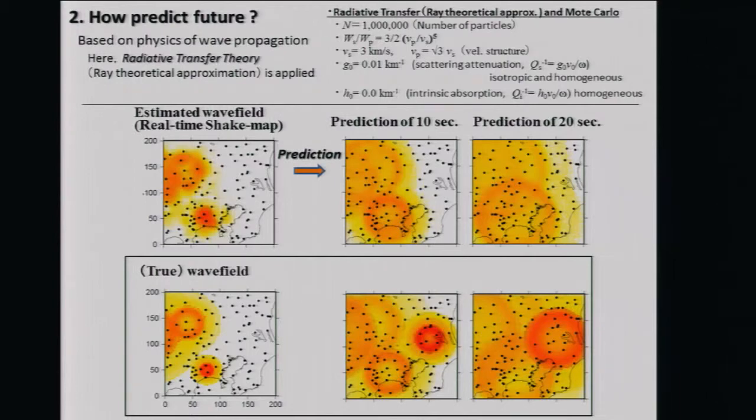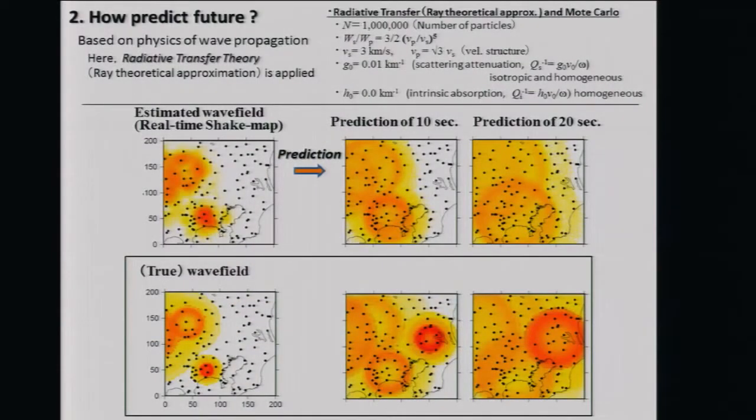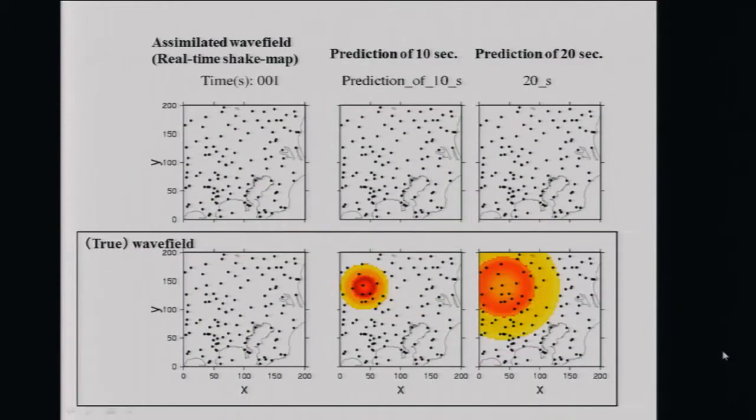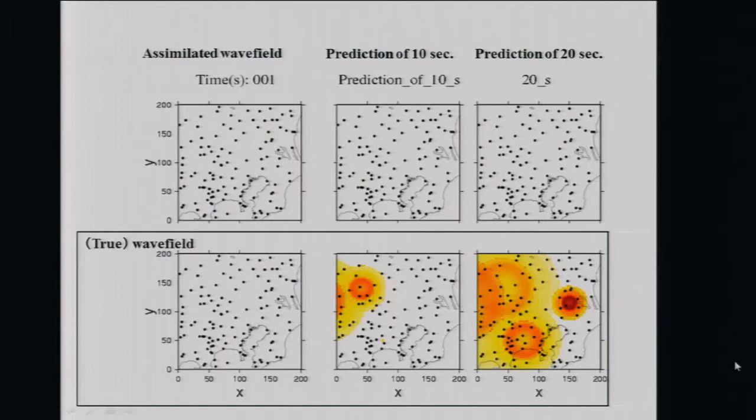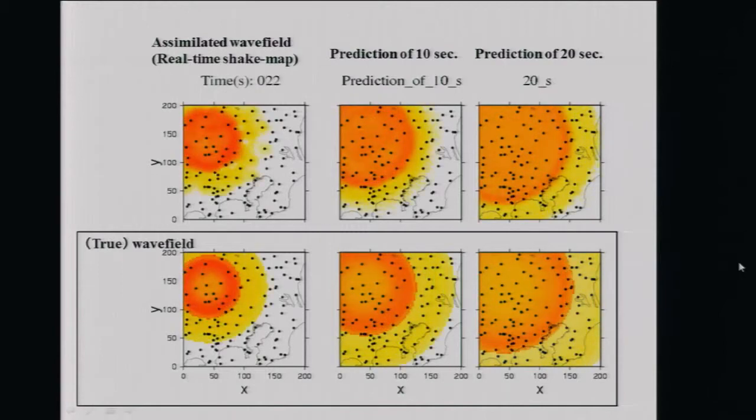This is not a problem of estimation. This is a problem of prediction. Okay? So I will show an example. This is a simple event case. This is a single event case. So it looks good, but it's the simplest case.